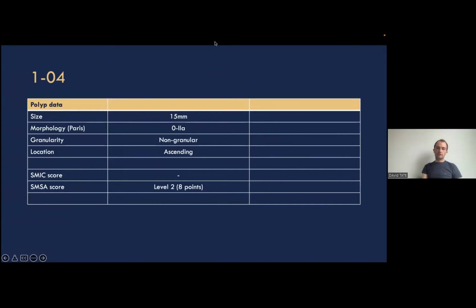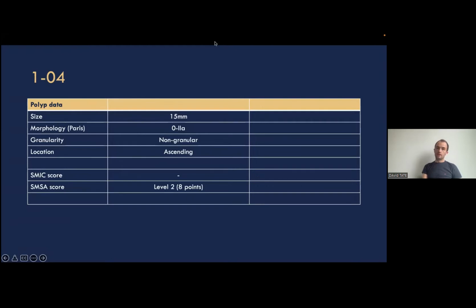So this polyp was 50 millimeters in size, para 02A, non-granular in the ascending colon. And so that would give it an SMSA score of level 2. So that means the majority of people doing colonoscopy should be able to attempt this polyp. Okay, and the next one.